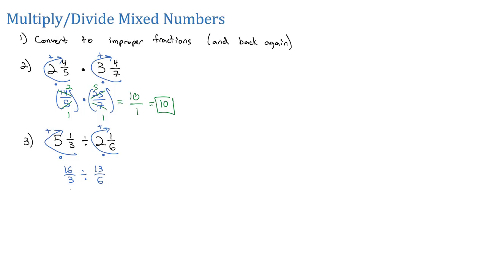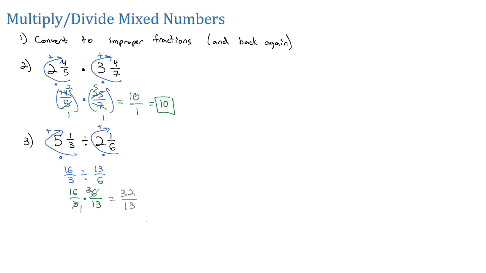We know to divide, we multiply by the reciprocal, which is 6 over 13. Reducing, 6 and 3 are both divisible by 3, leaving behind 2 and 1. And 16 times 2 is 32 over 13 times 1 is 13.